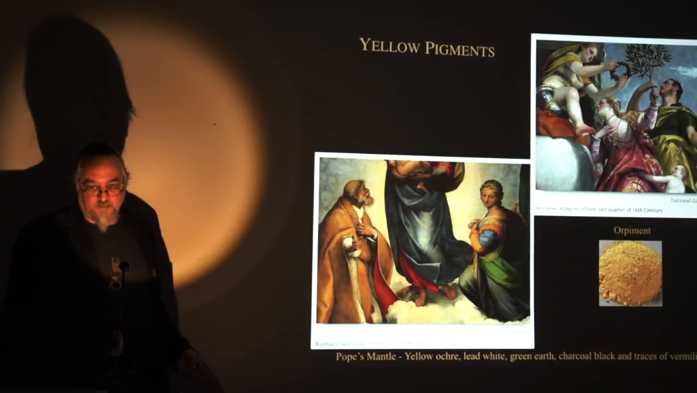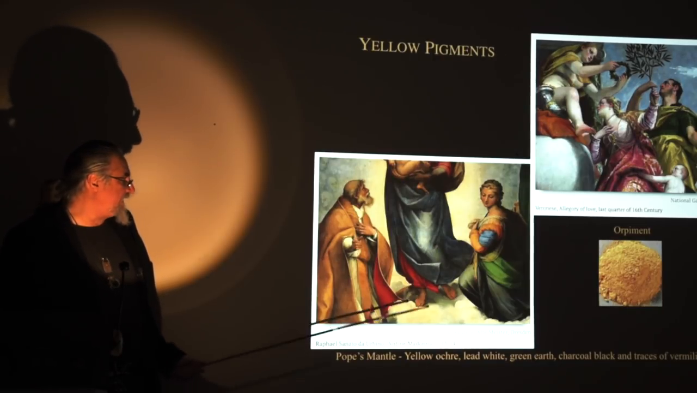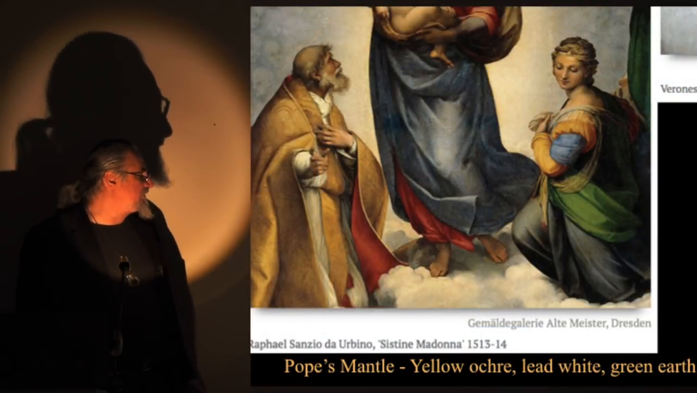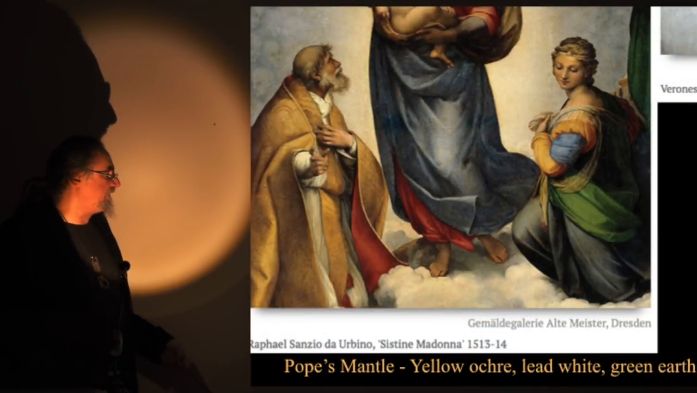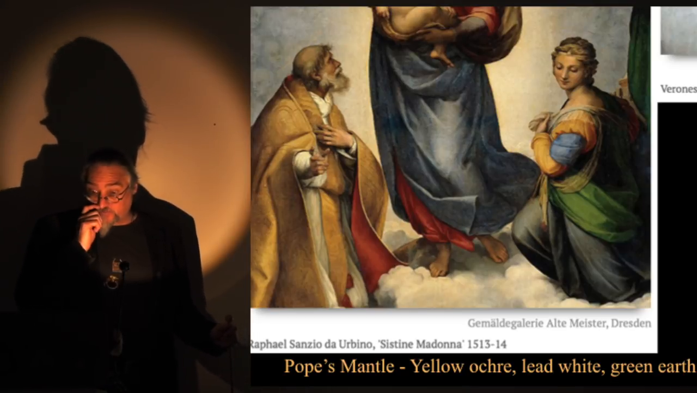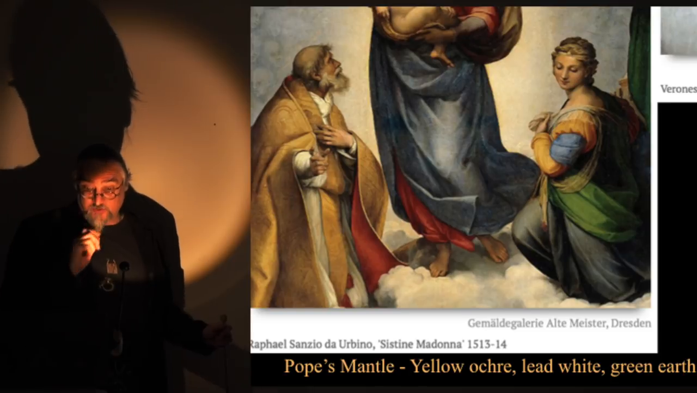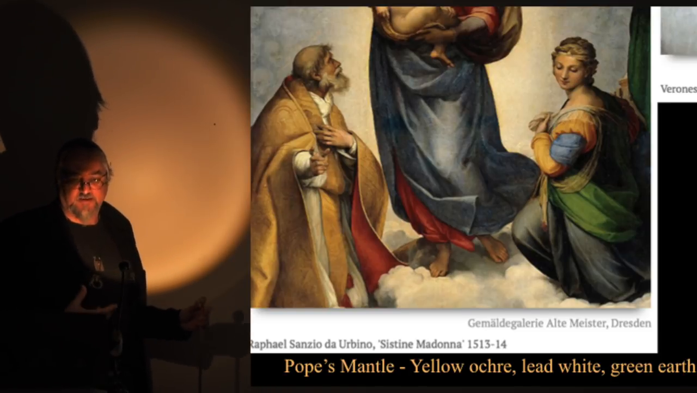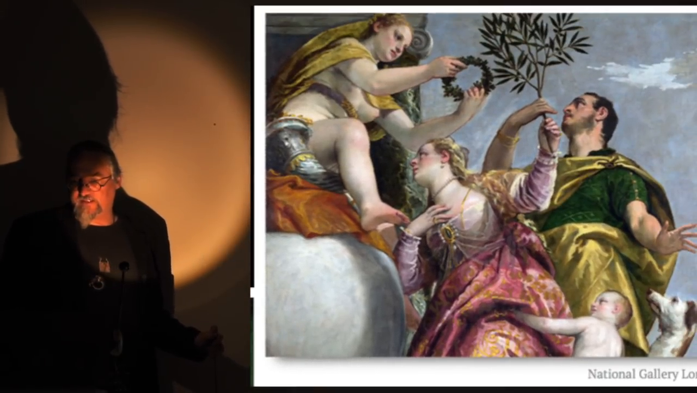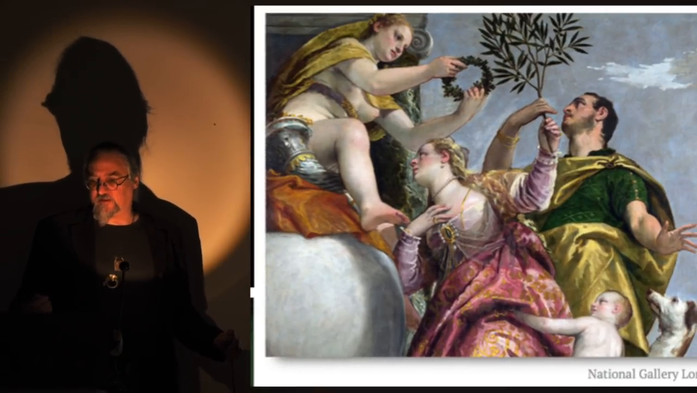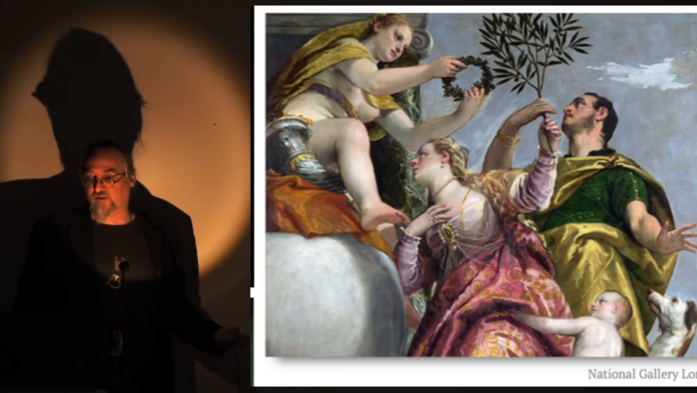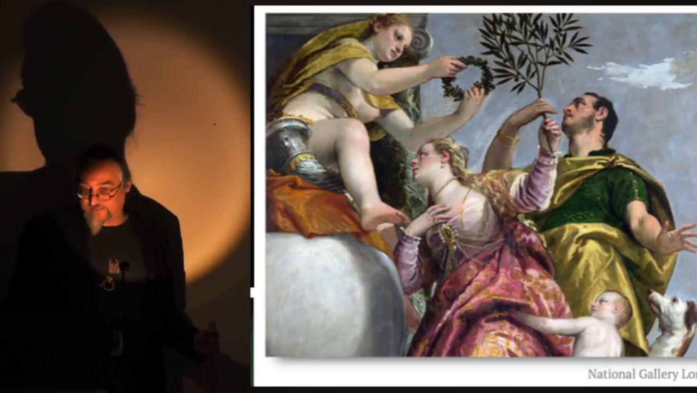If you take a painting by Raphael, such as this one, the Sistine Madonna, and examine the Pope's mantle here, you'll find that he used yellow ochre and lead white, but also green earth, charcoal black, and traces of vermilion to create that effect. On the top right, the Veronese Allegory of Love then, using orpiment to create those beautiful yellow tones that you see in the greenish yellow garment on the far right.